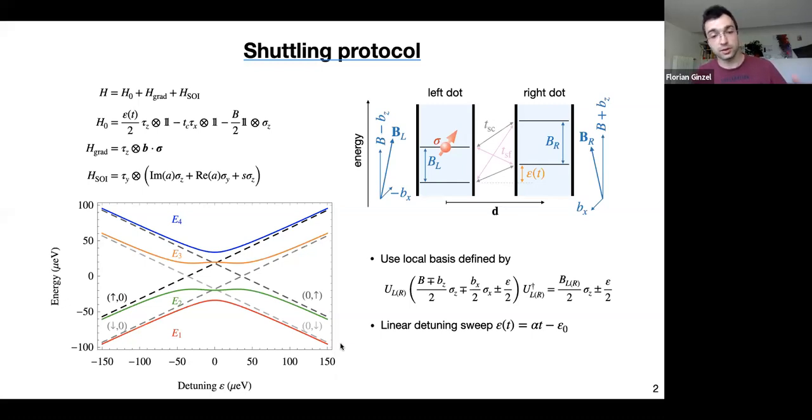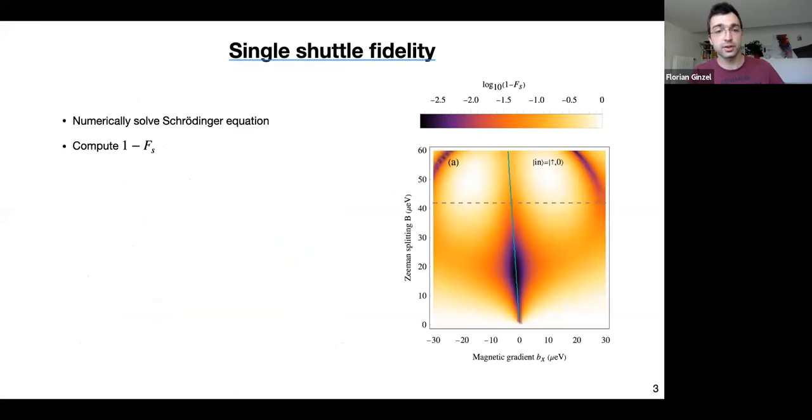And then we switch on the spin and check what happens. And to do that, we numerically solve the Schrödinger equation and compute the infidelity, 1 minus the fidelity. And here this is plotted as a function of the transverse magnetic gradient and the Zeeman splitting for the excited spin state as input state. And first up, we see that there is a line with almost perfect spin shuttling. This is where the spin flip tunneling vanishes.